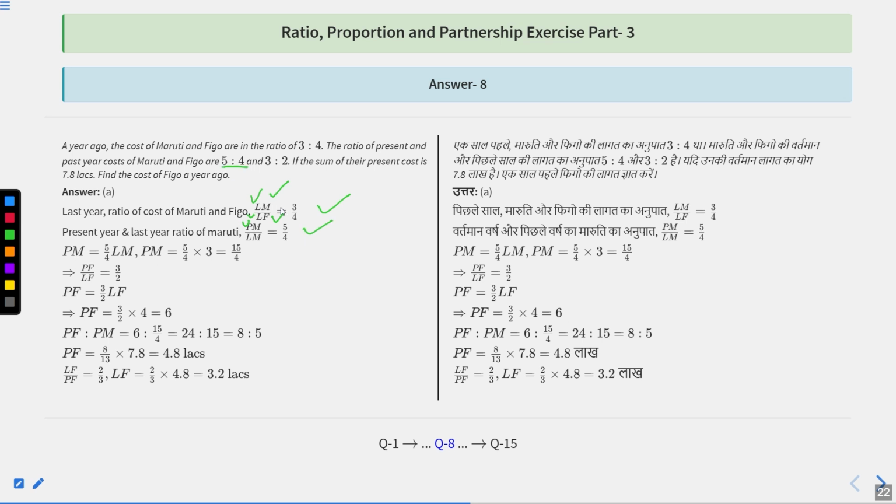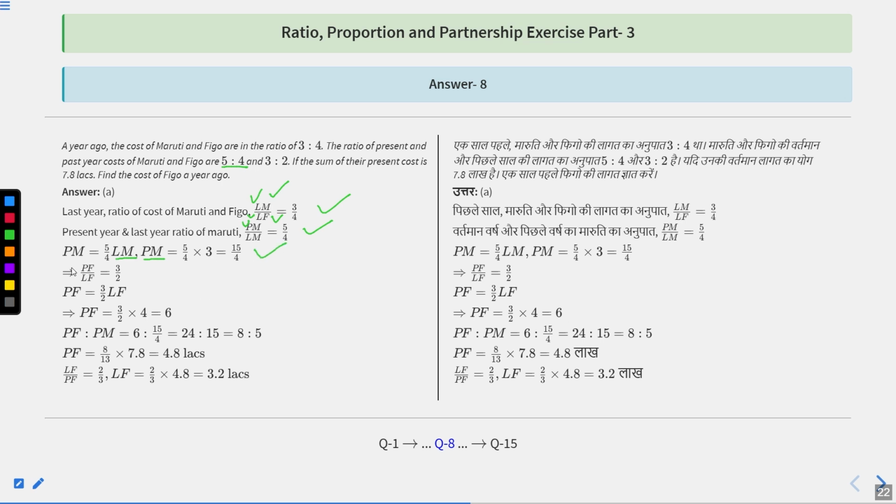In the same way, if we write it in terms of only the present price of Maruti, we can write it as 5/4 of the last year price of Maruti. So the present price of Maruti is equal to 5/4 into 3. Clear? We can write it, which becomes 15/4.